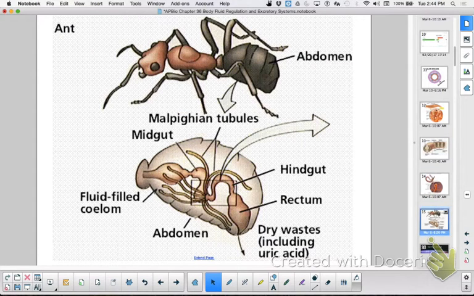Another example, in insects, they have a different system because they have an open circulatory system. They have what's called Malpighian tubules.